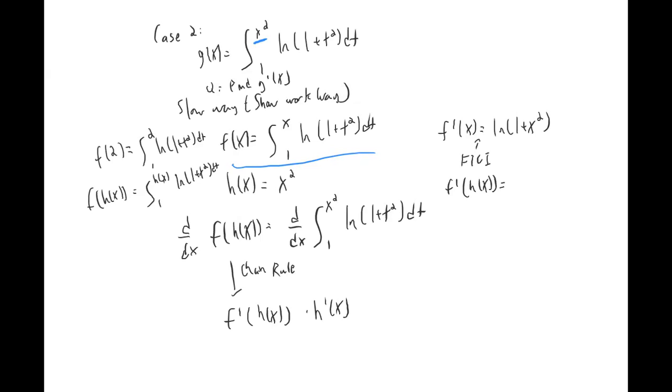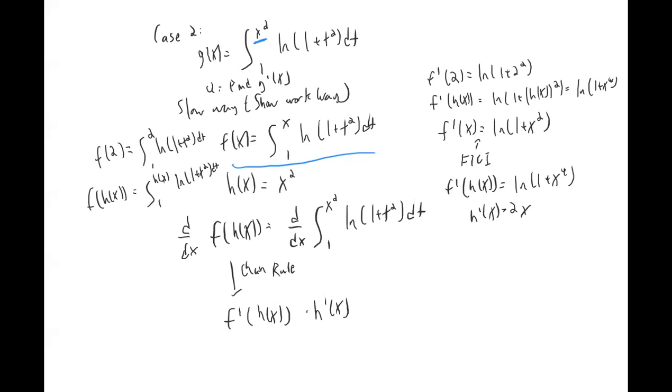Again, if this looks scary to you, just do this. What's f prime of 2? ln of 1 plus 2 squared, right? What did you do? You plugged in 2 for x. Agree? So f prime of h of x is you plug in h of x for x. And since h of x was x squared, this is ln of 1 plus x to the 4th. Everyone good? And hopefully by now you know h prime of x is 2x, the derivative of x squared. So this thing is ln of 1 plus x to the 4th times 2x.